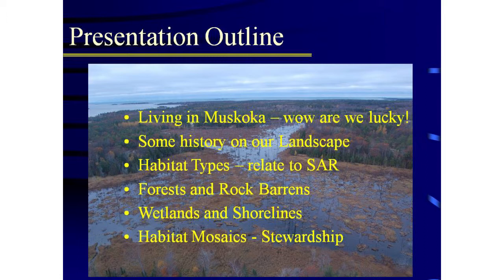When you're driving across the landscape in Muskoka, you've got lots of lakes and rock barrens and forests. I want to do an overview of the history of our landscape and how it came to be. Then I'll talk about habitat types, as I mentioned, and relate that to species at risk. Talk about forests and rock barrens and the wetlands and shorelines that are very much the theme of this section today. And then this idea of habitat mosaics. When you go across the landscape and you compare our landscape in Muskoka to southern Ontario, it's quite different. So there's this idea of habitat mosaics that I want to touch on, and relating that on to stewardship.